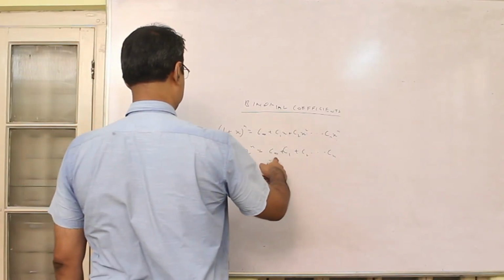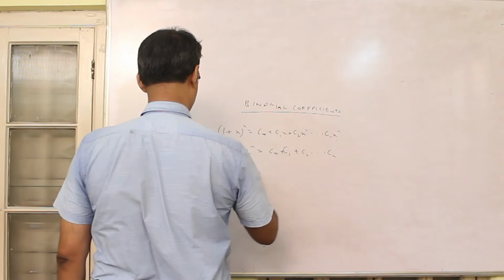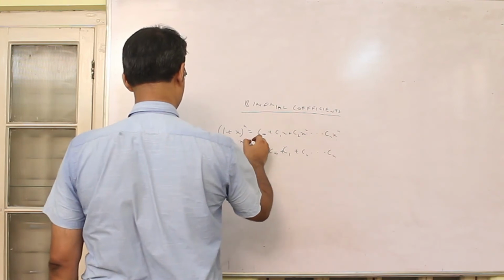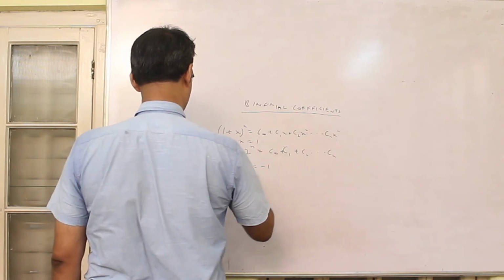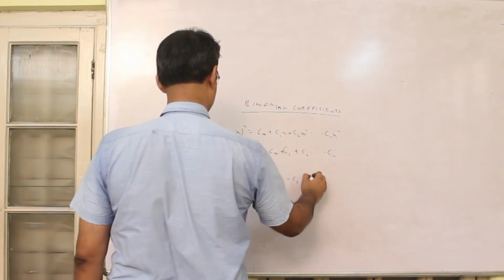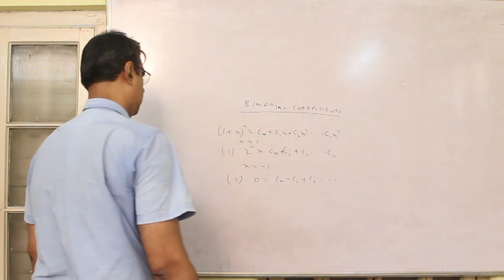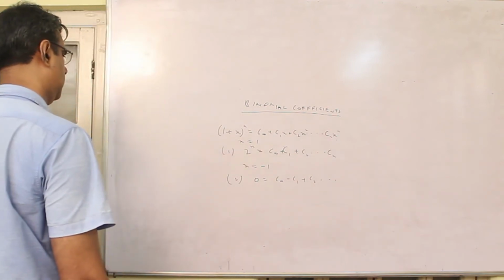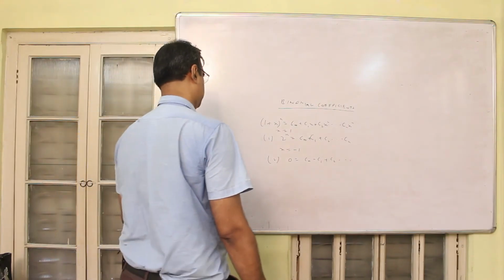Two to the power n is c0 plus c1 plus c2 up to cn. If you put x equal to minus 1, then you will get this series: c0 minus c1 plus c2, etc.